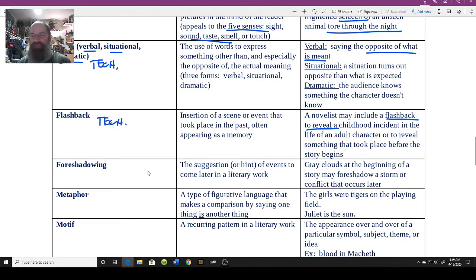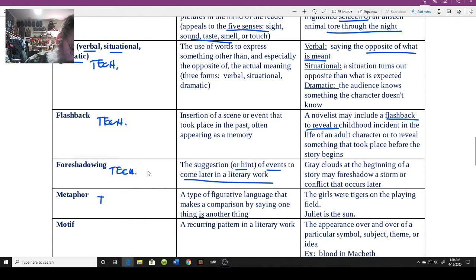Foreshadowing. Some of these are middle school classics. Foreshadowing is a middle school classic. It is also a technique. All right, it's a hint of events that come later in a literary work. Gray clouds at the beginning of a story may foreshadow a storm or conflict that occurs later. Well, of course it does.